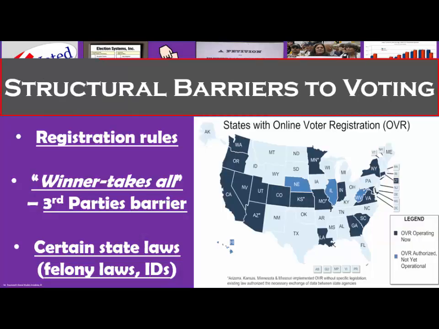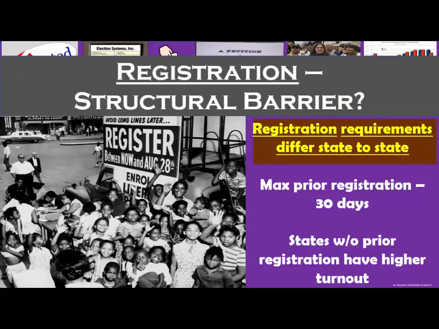Okay, so let's look at structural barriers to vote. Examples include registration rules. In some states, felons can't vote. We've been talking about the push for stronger ID requirements, all of which can be structural barriers to some of our most disadvantaged. So because registration requirements differ from state to state, one of the outcomes is that states with shorter registration cutoffs have a higher voter percentage. In some states, you have to register 30 days before an election. Others allow you to register on election day, and those states have a much higher turnout.